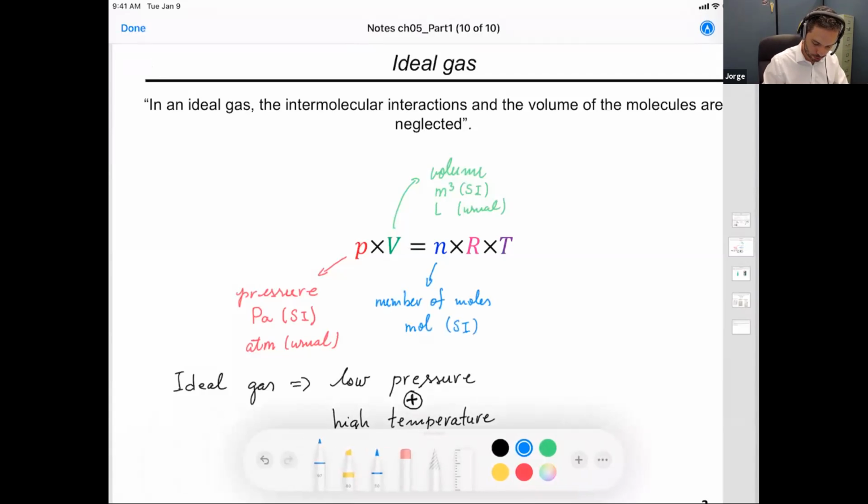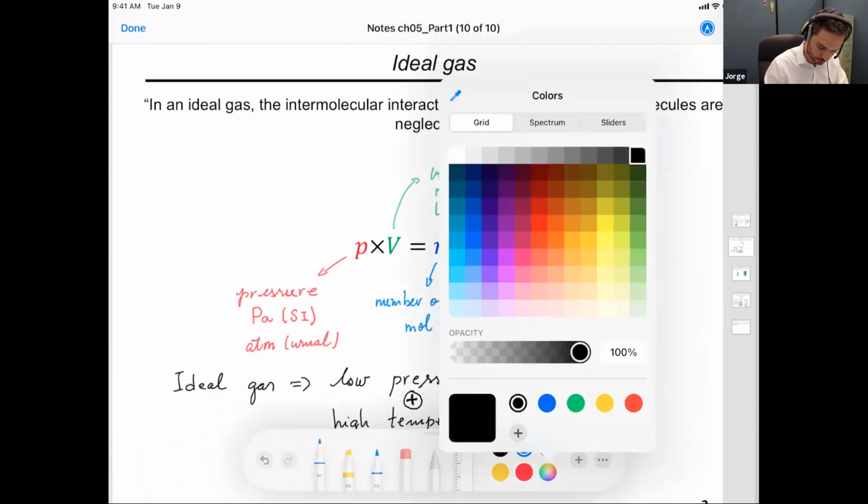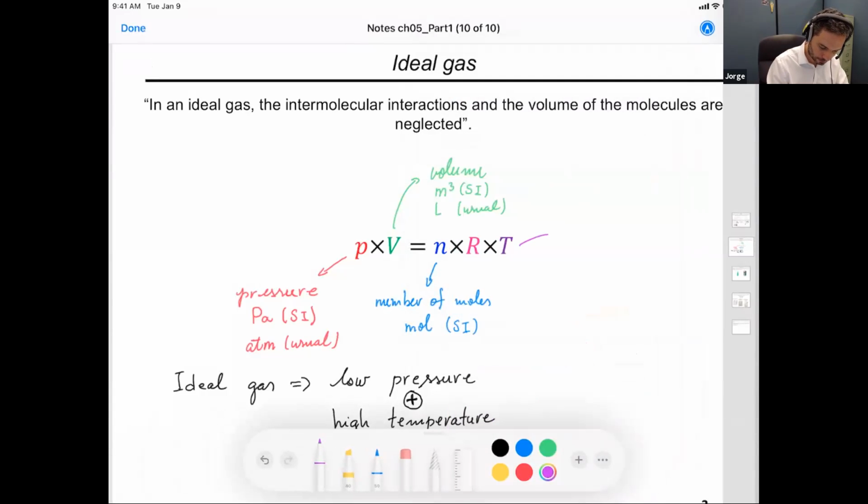I'm going to move now to temperature. Temperature here is the last term of the equation. For the temperature, always pay attention because the unit has to be in Kelvin, and that's also the unit from the International System.